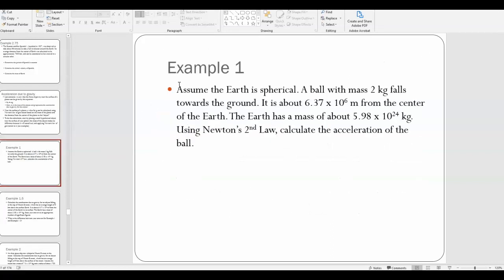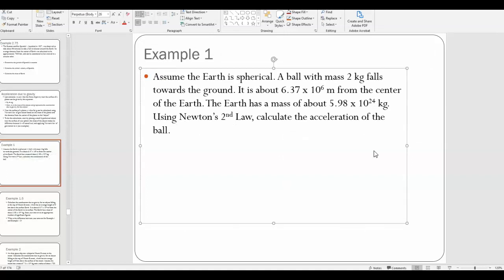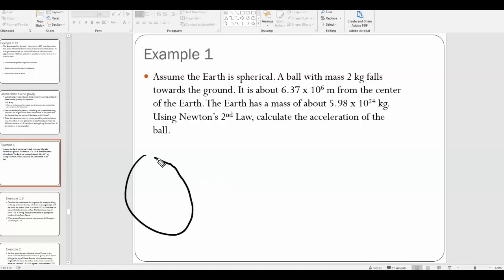All right, so example 1 says, assume the Earth is spherical. A ball with a mass of 2 kilograms falls towards the Earth. It is about 6.37 times 10 to the 6 meters from the center of the Earth. The Earth has a mass of about 5.98 times 10 to the 24 kilograms. Using Newton's second law, calculate the acceleration of the ball. So what we're going to do is put the Earth, here's the Earth, and here is the ball, and I'm going to put the ball just above the surface of Earth.